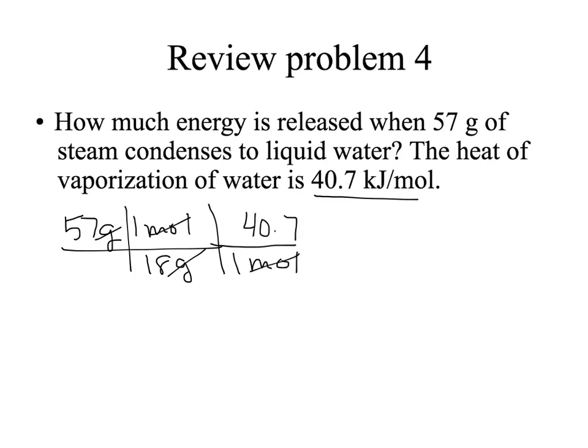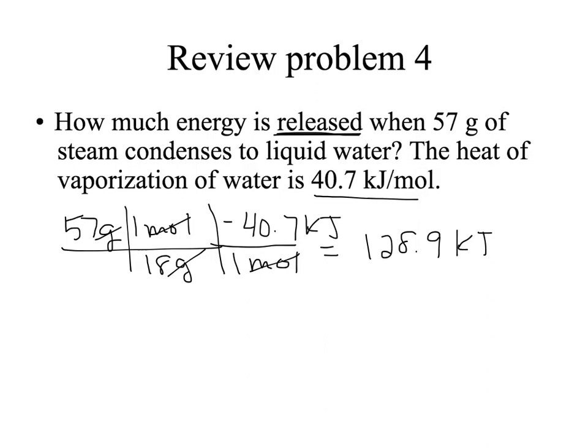We need to cancel 1 mole on the bottom, 40.7 on the top. And then remember, when you're doing these problems, the last thing you need to do is determine if your heat of fusion or heat of vaporization is negative or positive. We are condensing liquid water, and it even says in the problem the energy is released. So that tells you it's a negative 40.7 kilojoules. So when you solve this, you'll get 128.9. And again, the unit is kilojoules because everything but kilojoules has canceled.